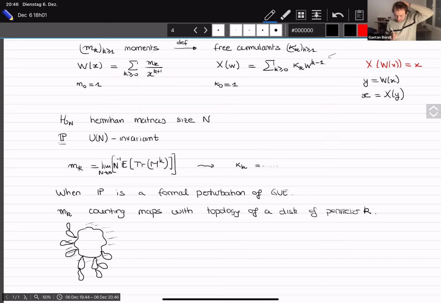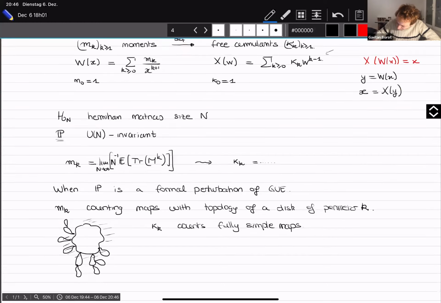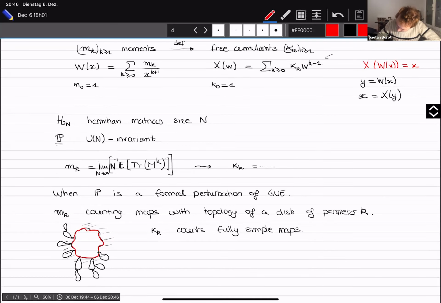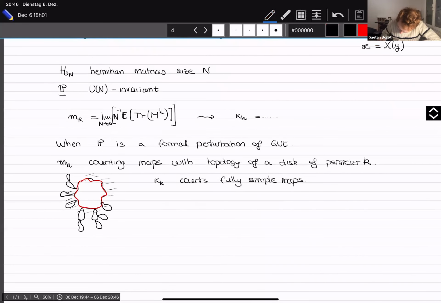Okay. So you could say, well, I try to express these geometric maps in terms of simpler maps. So we call fully simple maps. And we found that kappa K counts fully simple maps, which are those without touching. So this core, for example, is simple. And it's expressed in terms of a geometric series by this relation.